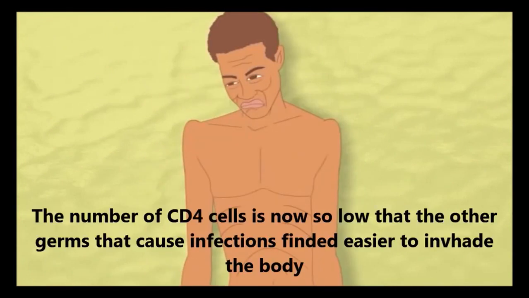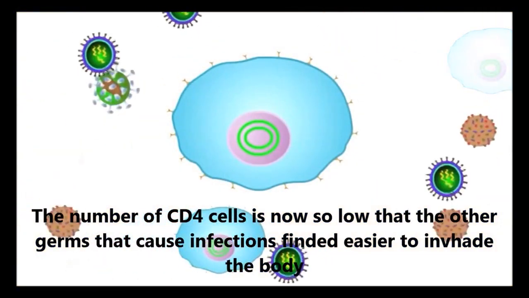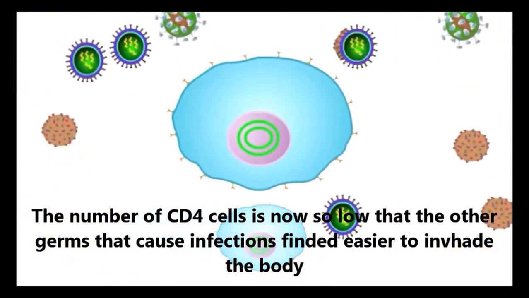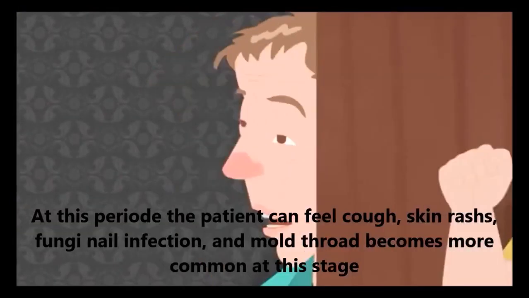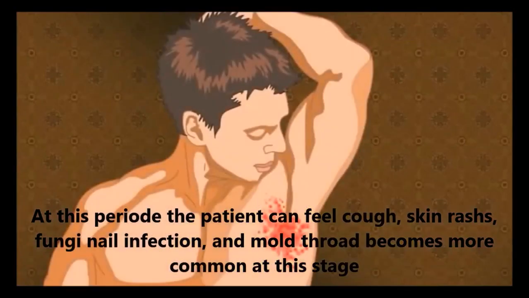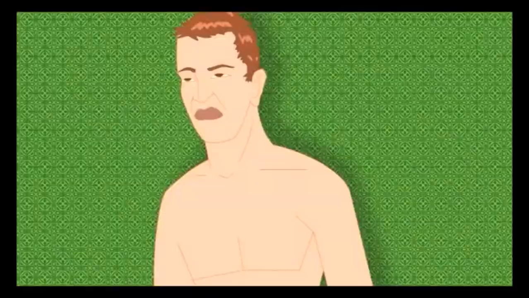The number of CD4 cells is now so low that other germs that cause infections find it easier to invade the body. This makes it so flus, coughs and colds, skin rashes, shingles, fungal nail infections, and mouth sores become more common in this stage.